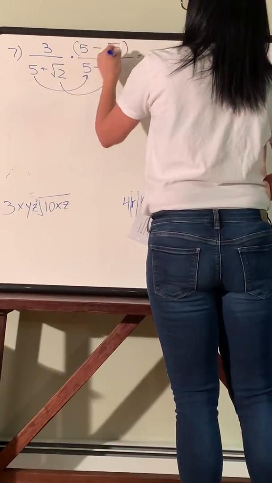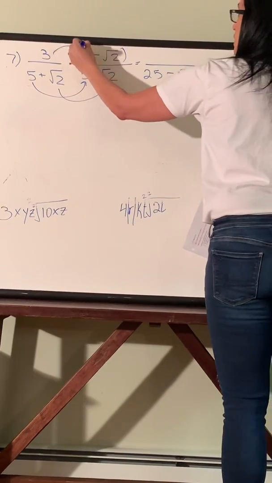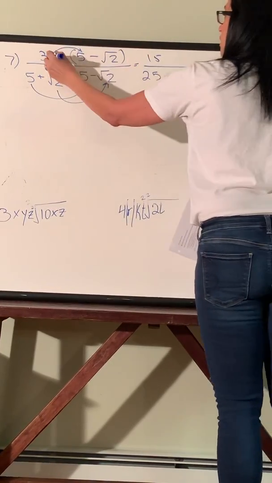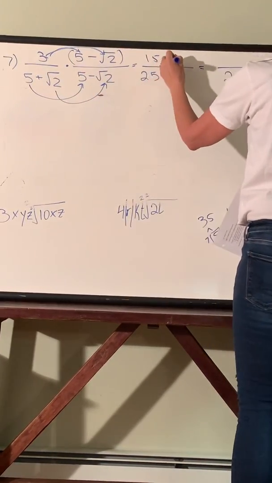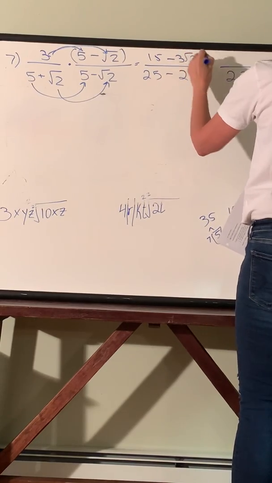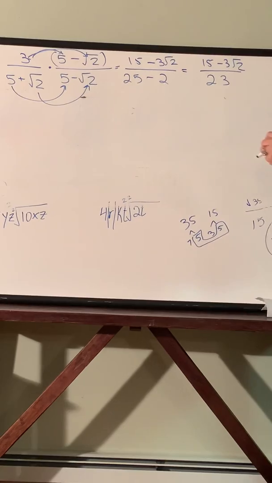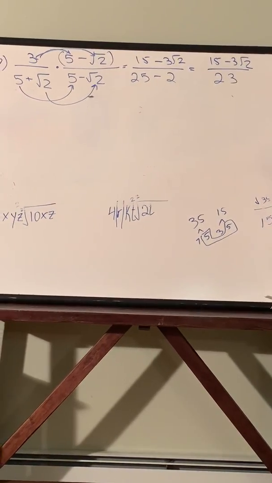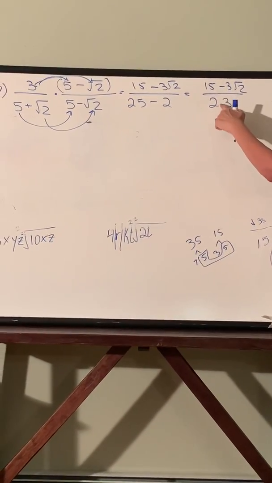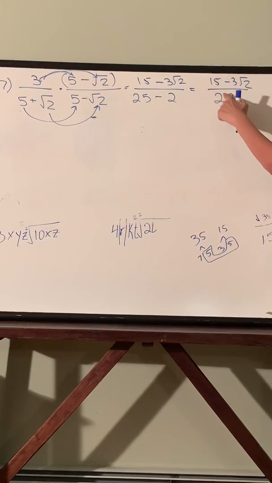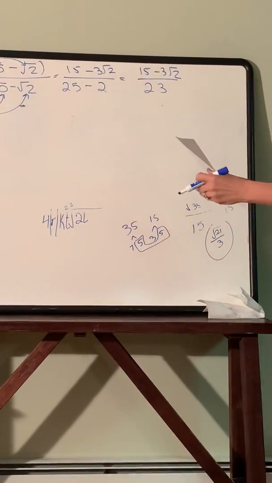On the top, you're doing the distributive property. 3 times 5 is 15. 3 times negative radical 2 is negative 3 radical 2. Look at the end, see if there's anything you could simplify. The only way you could simplify it is if all 3 of these had a common factor. Since they don't, we're done.